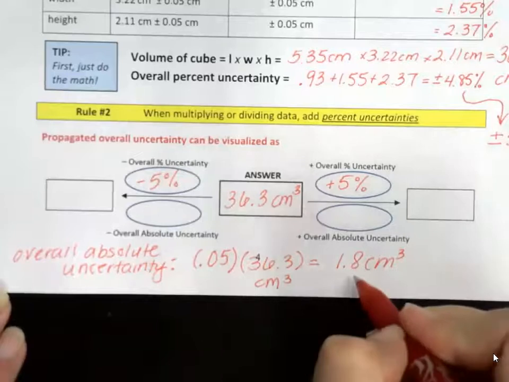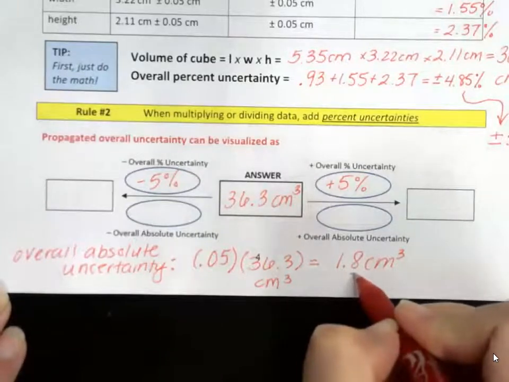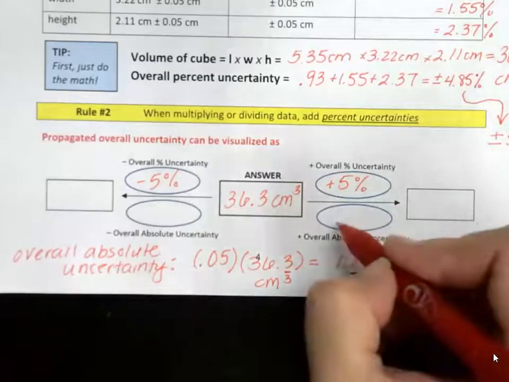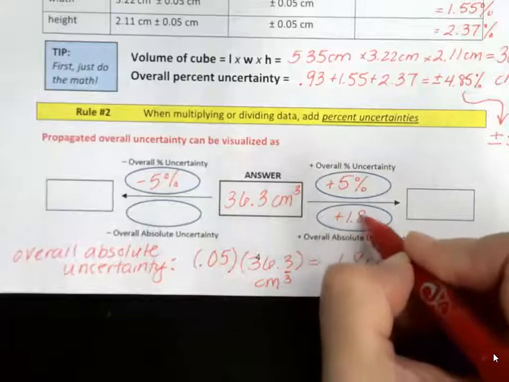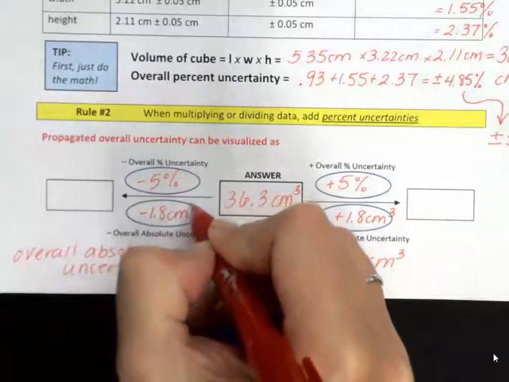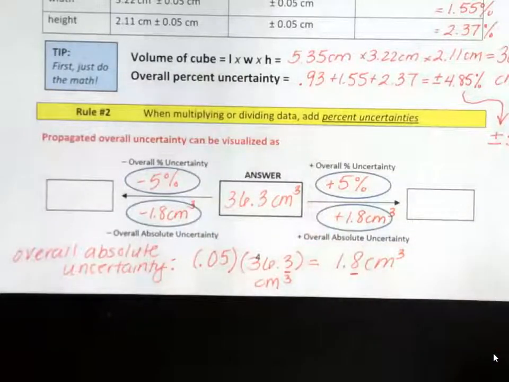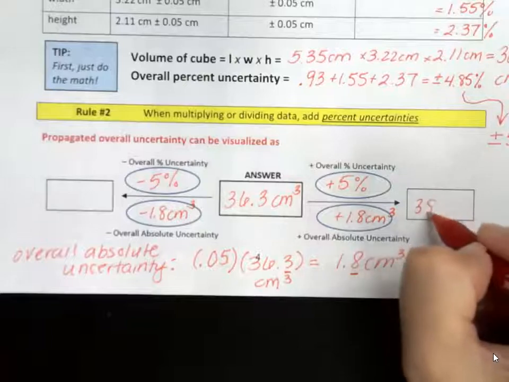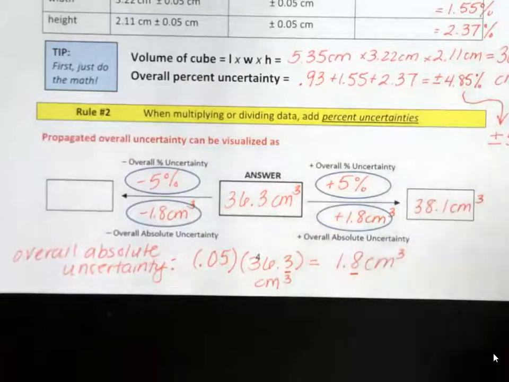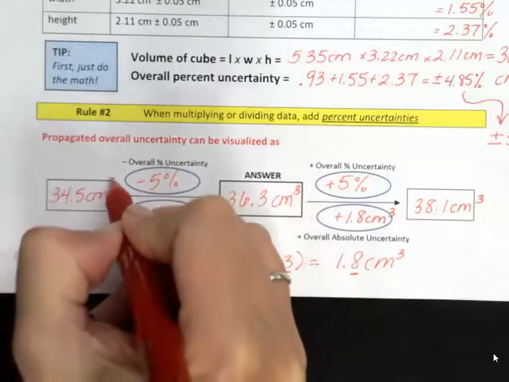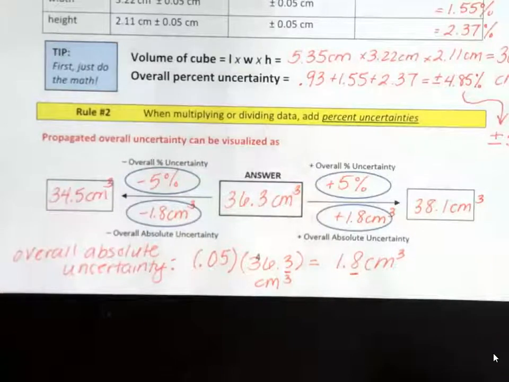All right, what's important here for sig figs is that this number matches the place value of that number there, because we're going to add it. And so we want our answer to go to the same place value. Okay, so that's different than what you are used to doing with sig figs. It's actually a little bit easier. So if we add 1.8 cubic centimeters here, we should have 38.1 cubic centimeters as an answer. And over here, 34.5. And so our answer is in that range, plus or minus 5%.